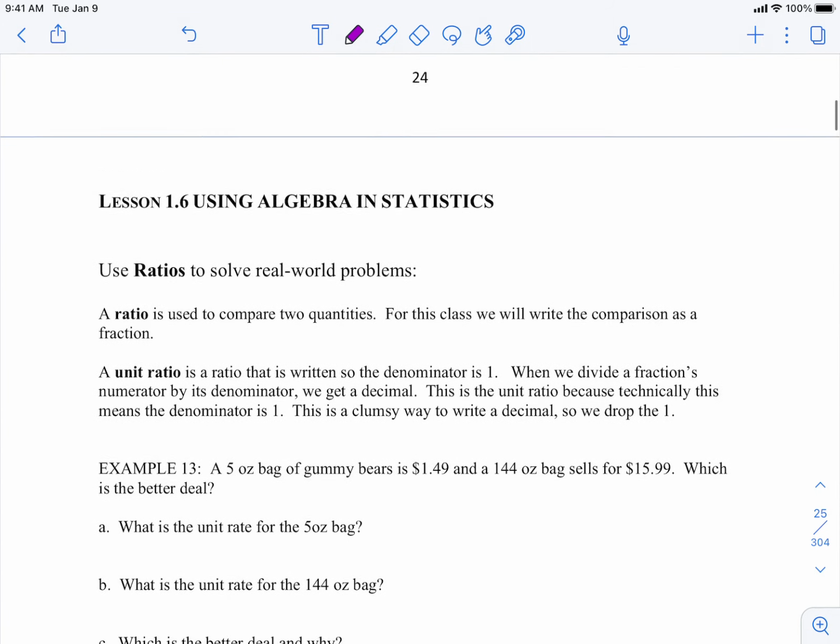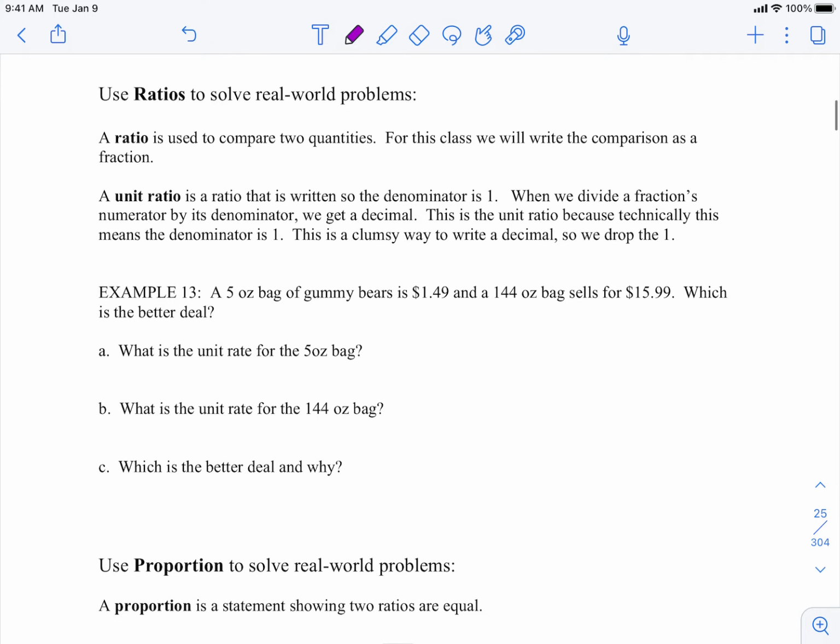Okay, using ratios to solve real-world problems. A ratio is used to compare two quantities. For this class, we'll write the comparison as a fraction. A unit ratio is a ratio that is written so the denominator is 1. When we divide a fraction's numerator by its denominator, we get a decimal. This is the unit ratio because technically the denominator is 1. This is a clumsy way to write a decimal, so we drop the 1.